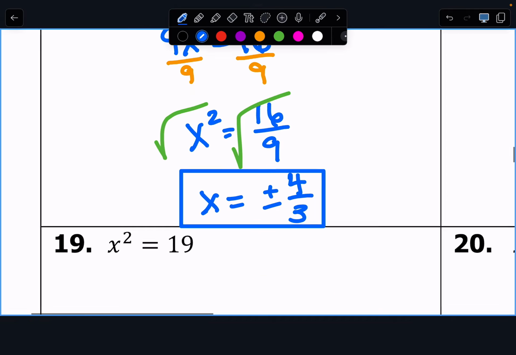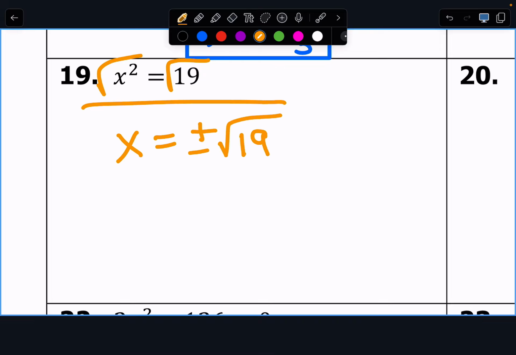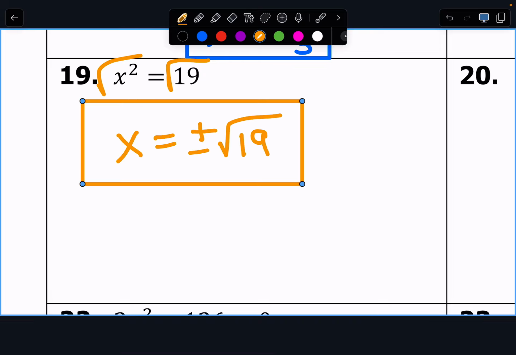Now, look at number 19. Oh, there's a 19 in number 19. Sometimes we are not going to get a perfect square with our radical. And there is where we get to practice all of those skills that we learned a week and a half ago. Now, 19, prime number. We're not going to be able to reduce that. Okay? However, look at number 21.